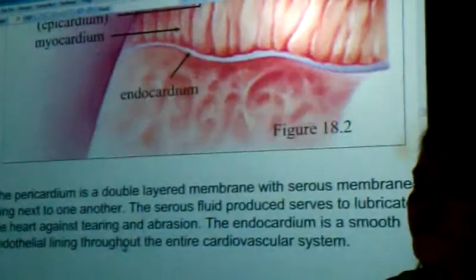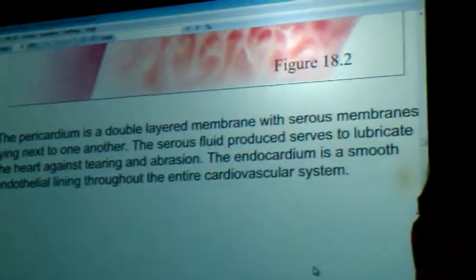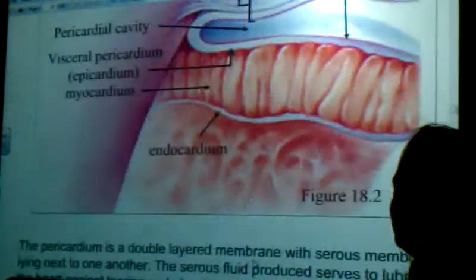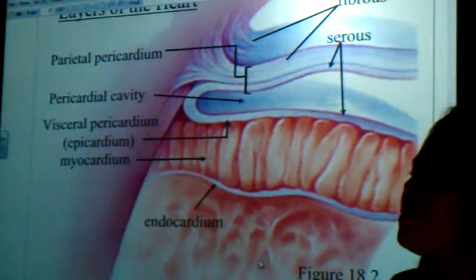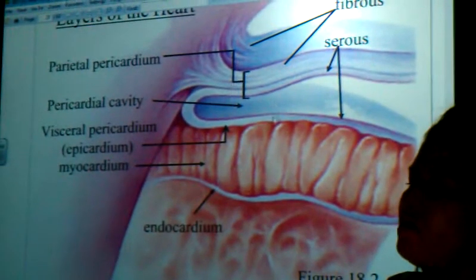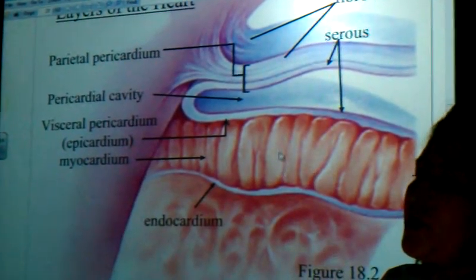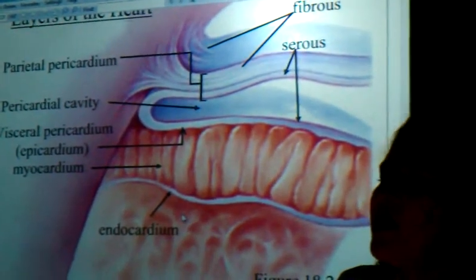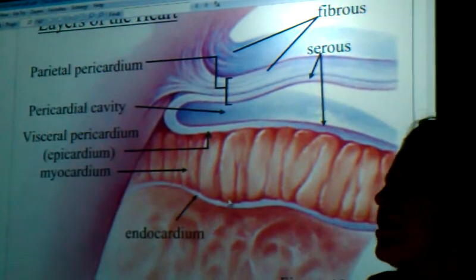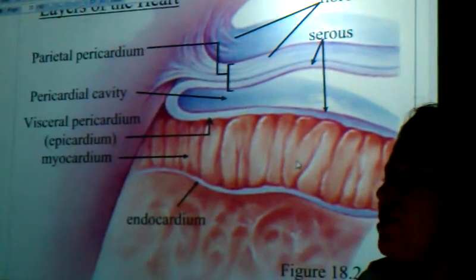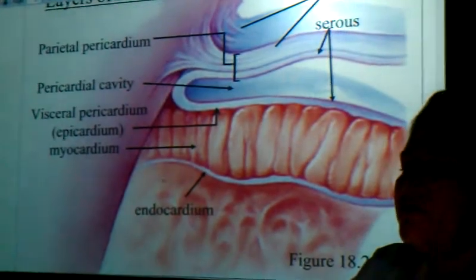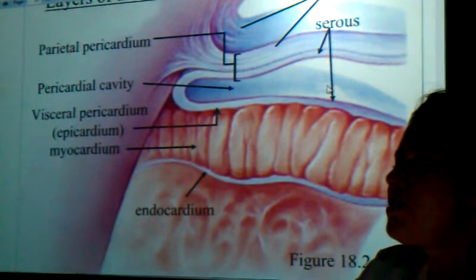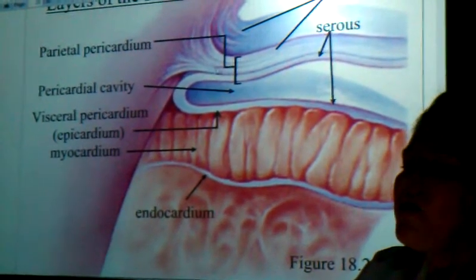So it will reduce friction and the buildup of heat. Sometimes people can get a viral infection that can affect the various layers of the heart. Sometimes a person may get a viral or even a bacterial infection that infects, let's say, endocarditis. What layer of the heart do you think that infects? The endocardium. What if somebody had pericarditis? What do you think is infected? The pericardium, the pericardial layers.